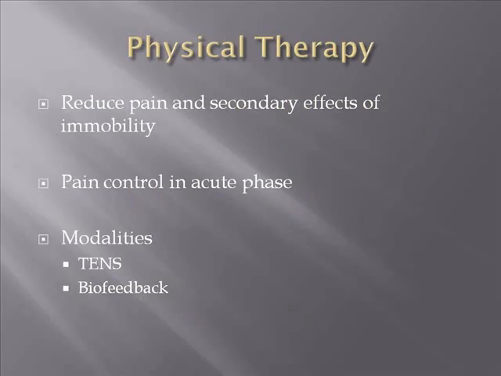So first, with respect to physiotherapy, the primary goal of physiotherapy is to reduce pain and the secondary effects of immobility, which can be often associated with sympathetically maintained pain. Most importantly, the treatment is needed in the acute phase before the sympathetically maintained pain develops into the full chronic pain syndrome, and certainly treatments in the later stages of this condition can become significantly less effective.